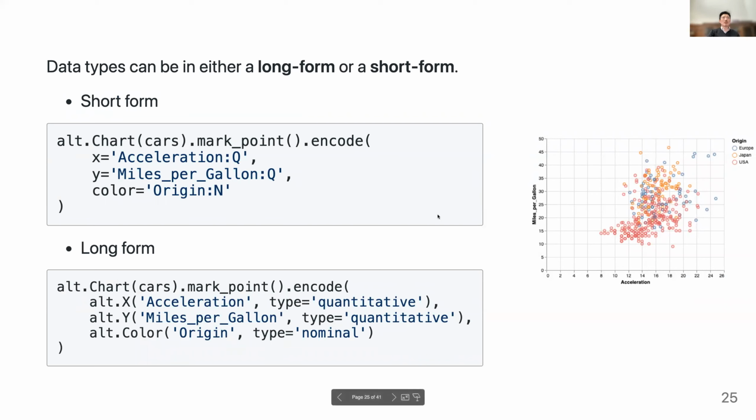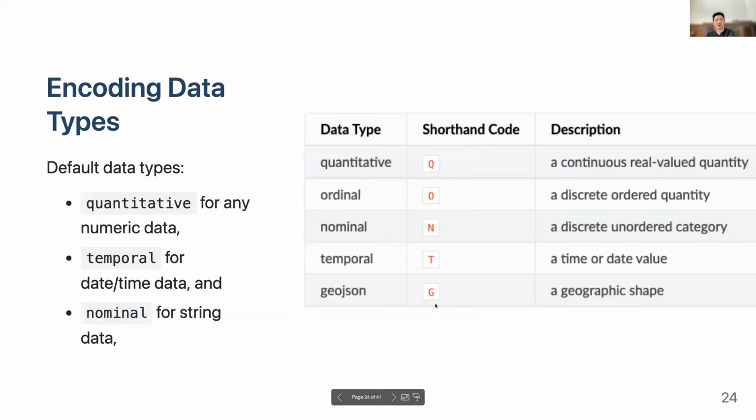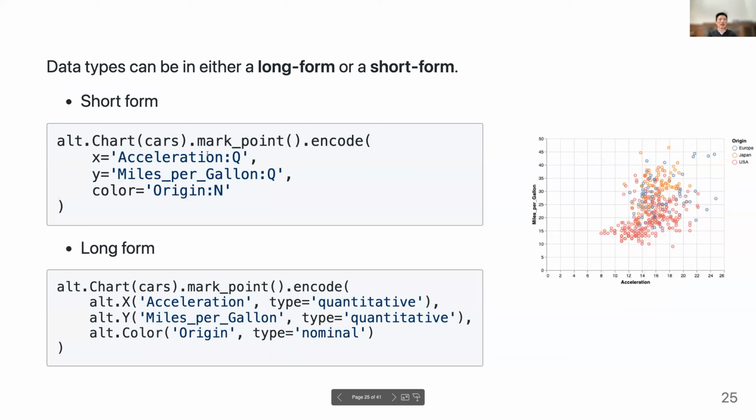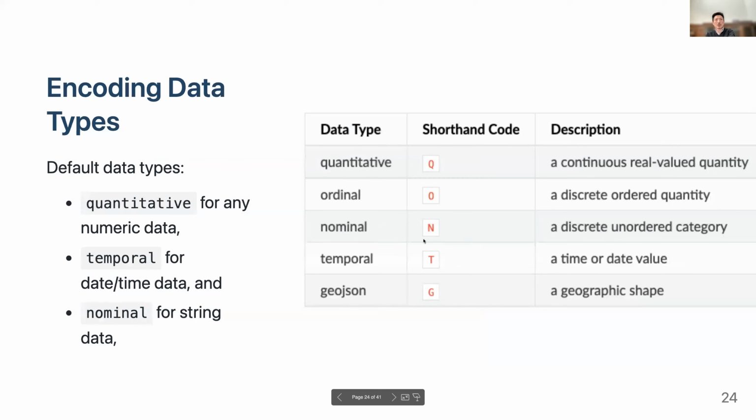Okay, and so far, the way we specify the data types is the so-called short form. And this is what you have for this. You have a column followed by one of these capital letters, Q, O, N, T, or G. And most likely it will be one of these top four. You say the acceleration is Q, that means it's quantitative, it's a number. And this one is N. N stands for nominal, that means it's a categorical attribute.